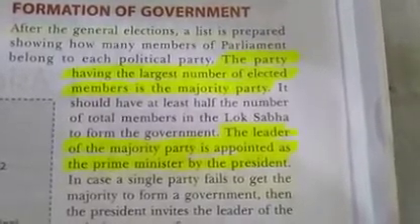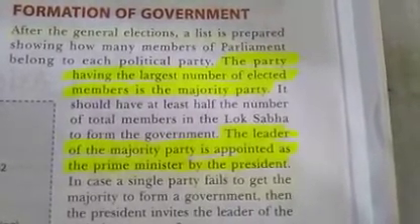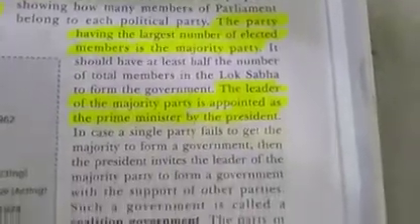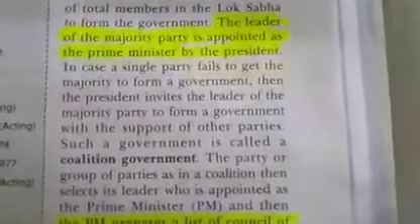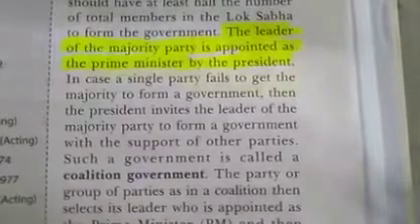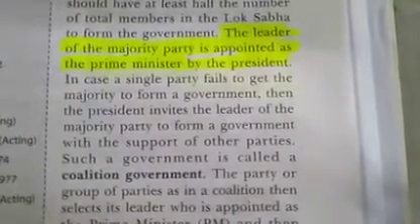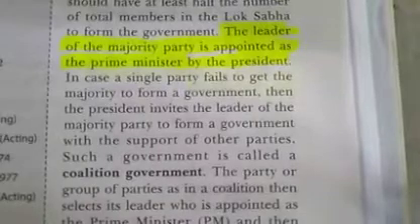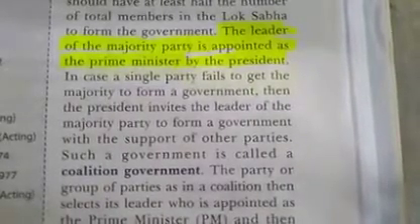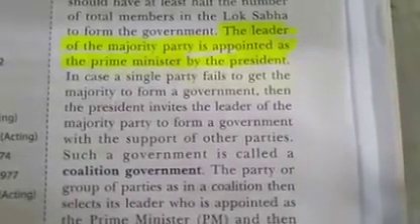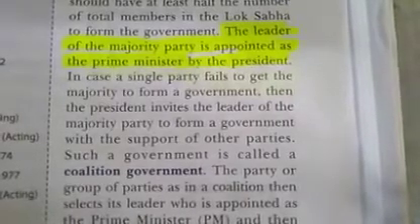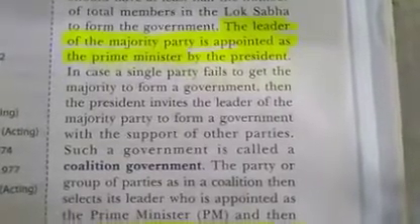The leader of the majority party is appointed as the Prime Minister by the President. This is very important, okay? In case a single party fails to get the majority, then what will happen? Suppose nobody gets the full majority, then what will happen? Then the President invites the leader of the largest party to form a government with the support of other parties. Such a government is called coalition government. But students, such type of government in comparison to full majority is a very weak government.